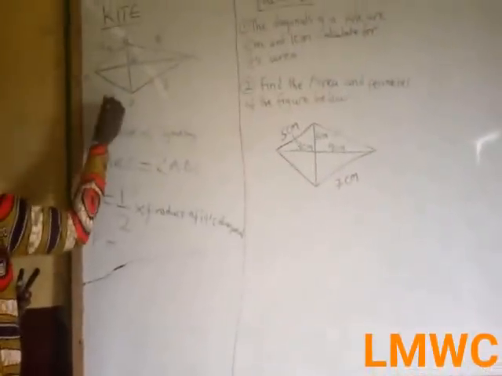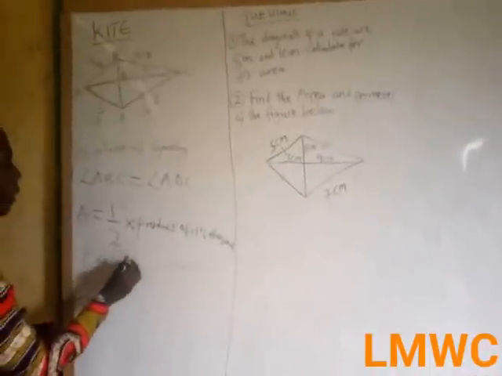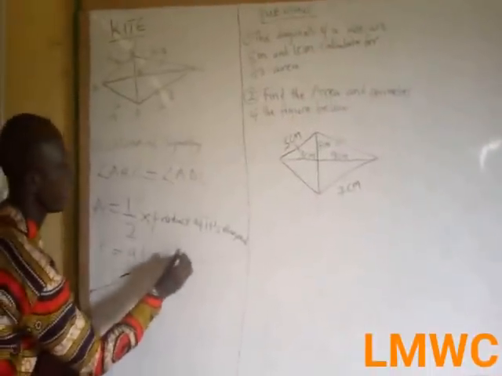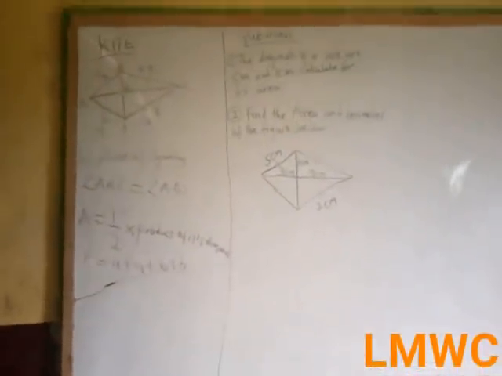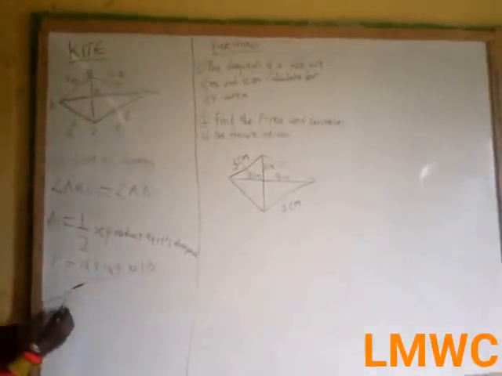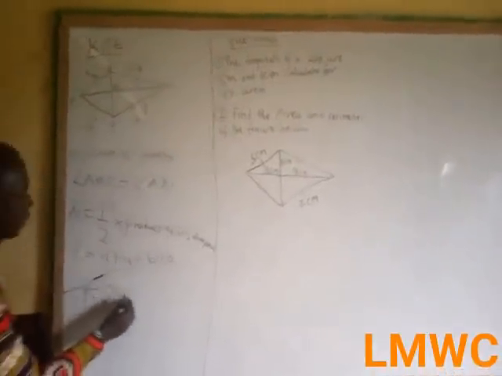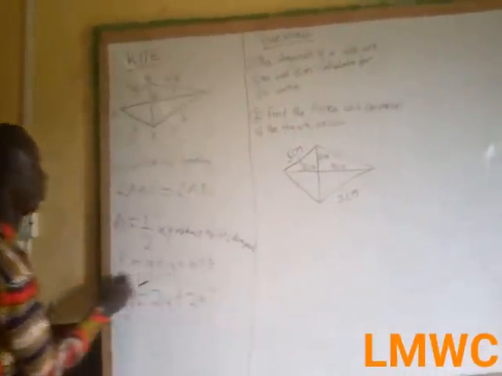So if here is A, here is A, here is B, here is B. Two pairs of its adjacent sides are equal. So I name the perimeter as 2A plus 2B. This is the perimeter of a kite. I have derived my formula.